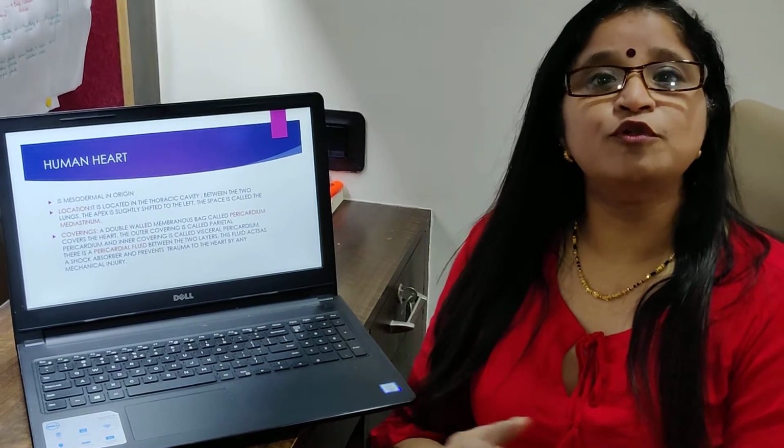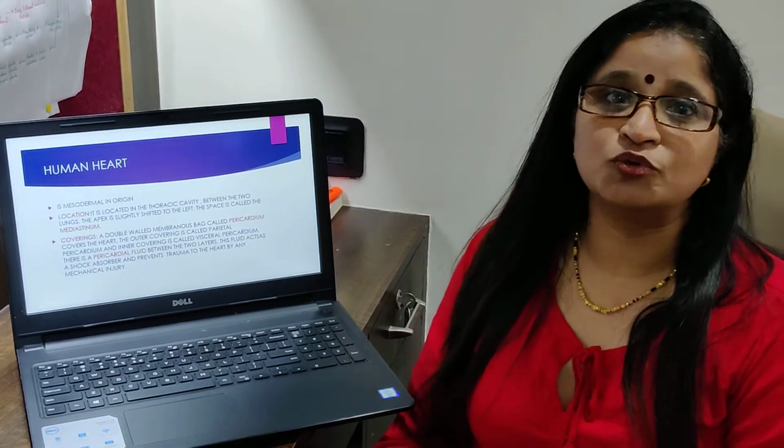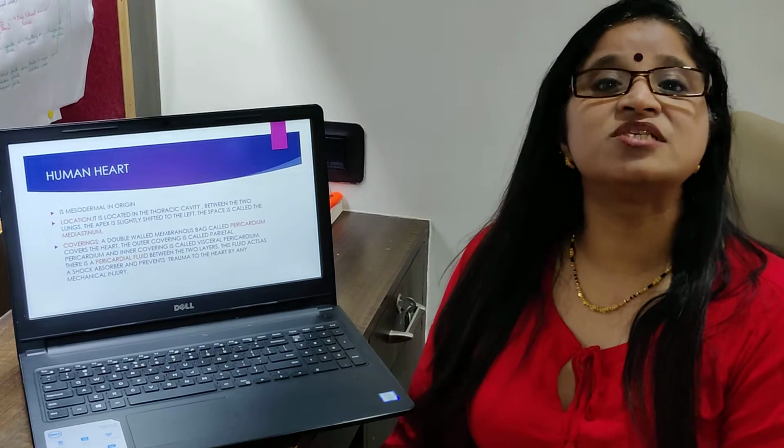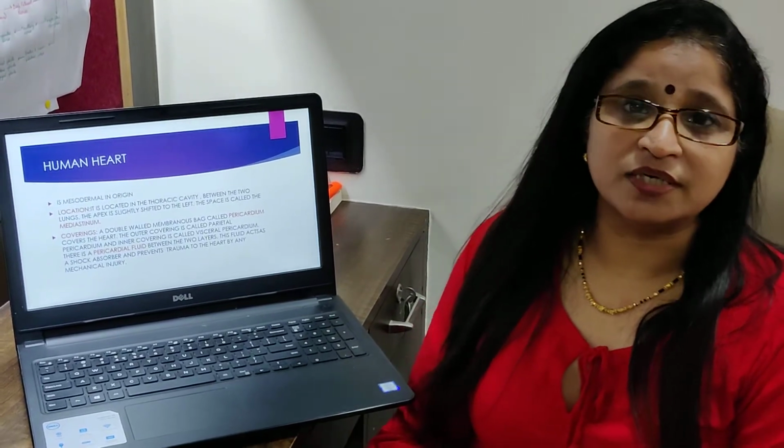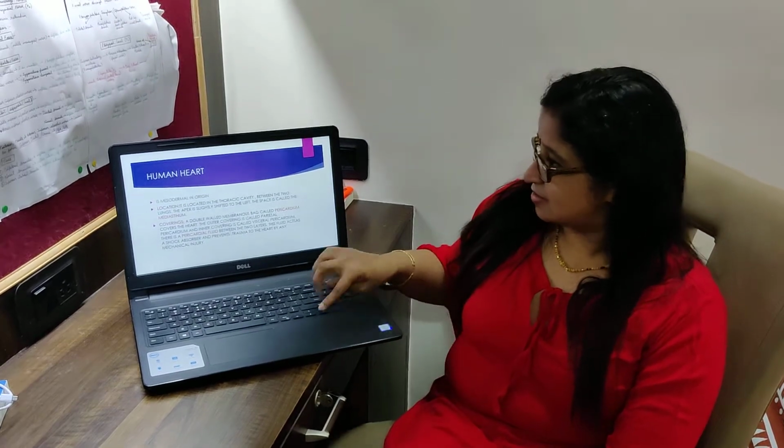Remember, there is a fluid flowing between these two layers to prevent them from sticking to each other. This fluid is called the pericardial fluid. You have to remember that this fluid also serves another purpose in our body. It absorbs the shock whenever there is any kind of injury or trauma to our thoracic cavity, and in this way protects our heart from any kind of trauma. Isn't it helpful? Yes.